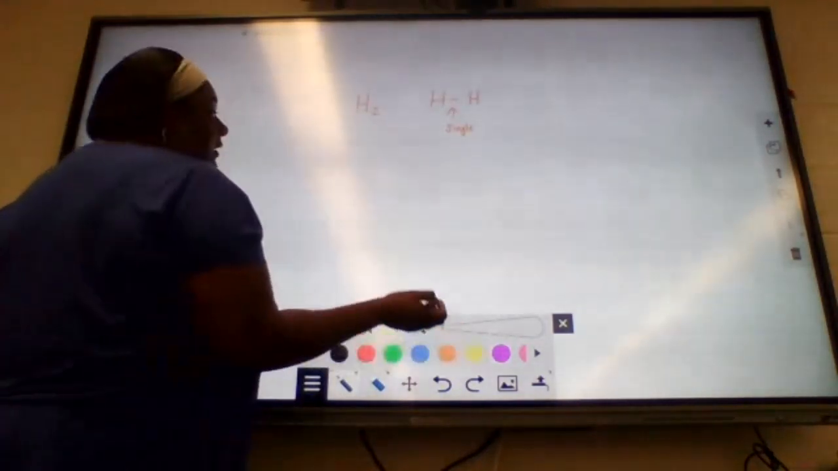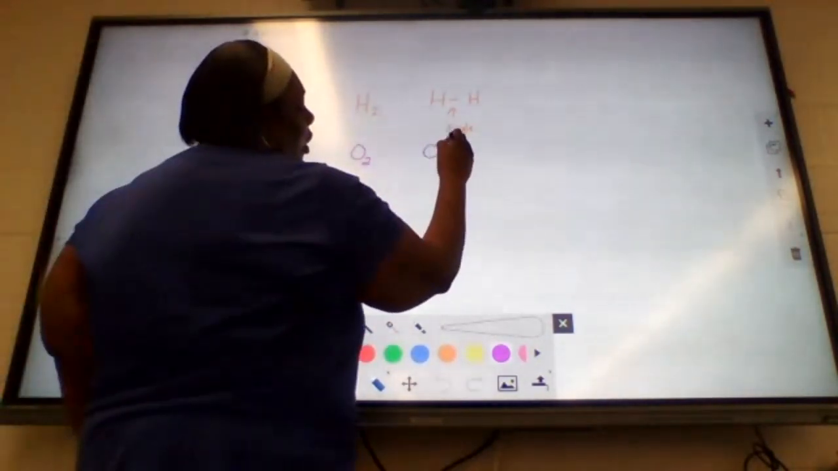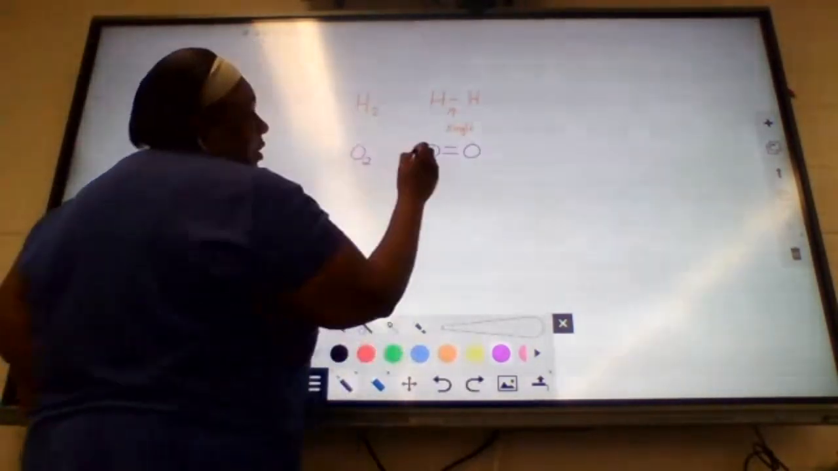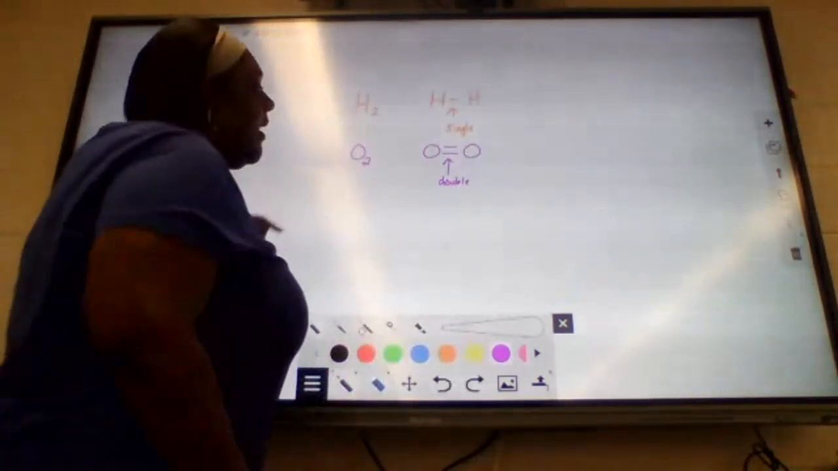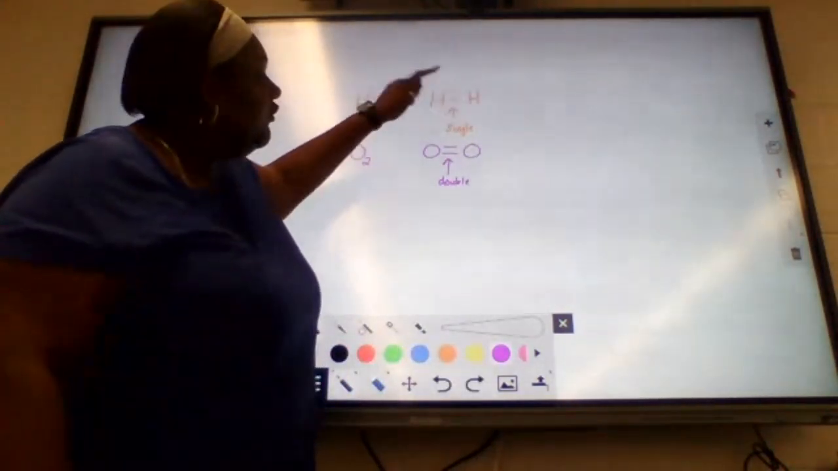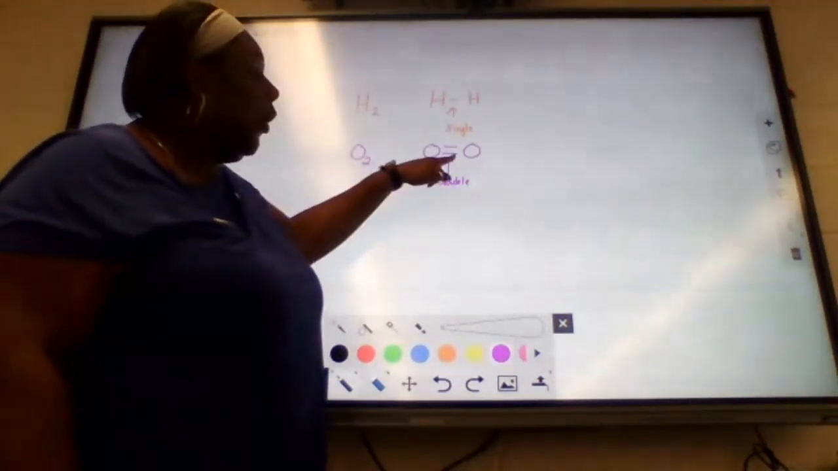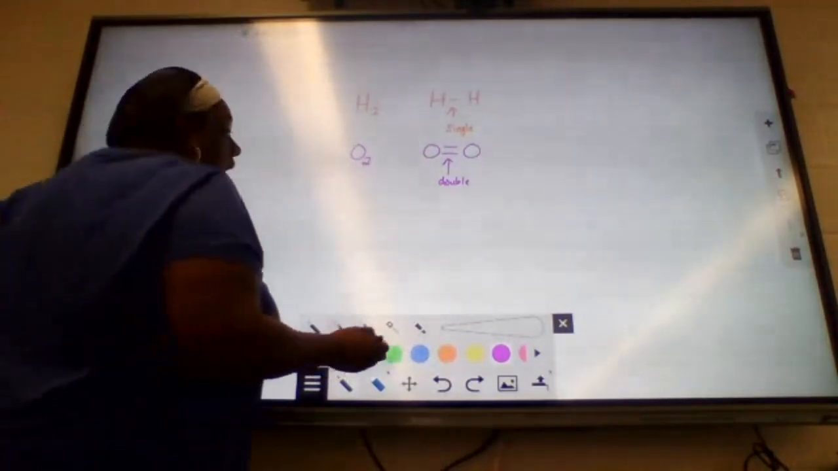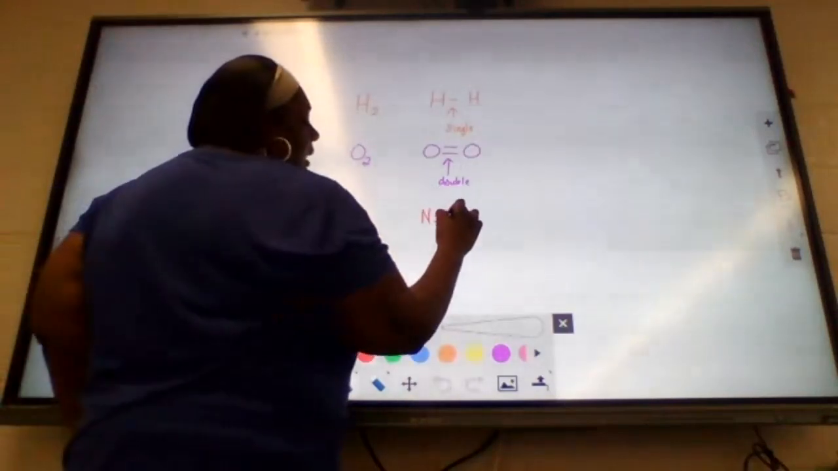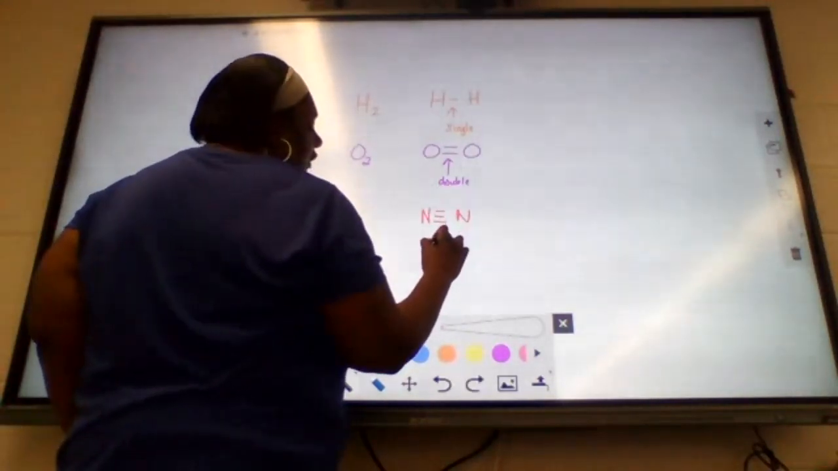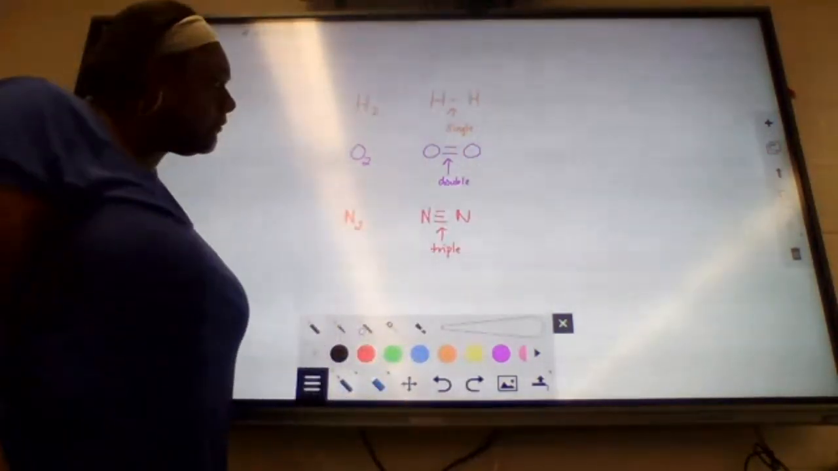Now, we also could consider compounds like O2, in which I don't have just a single bond, I have what we call a double bond. In my single bond, I'm sharing 2 electrons between those 2 hydrogen atoms. In my double bond, I'm sharing 4 electrons between those 2 atoms. Or I could also have a triple bond, in which I'm sharing 6 electrons between those 2 nitrogen atoms.